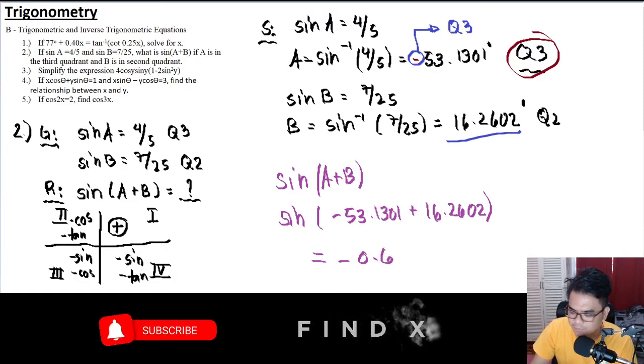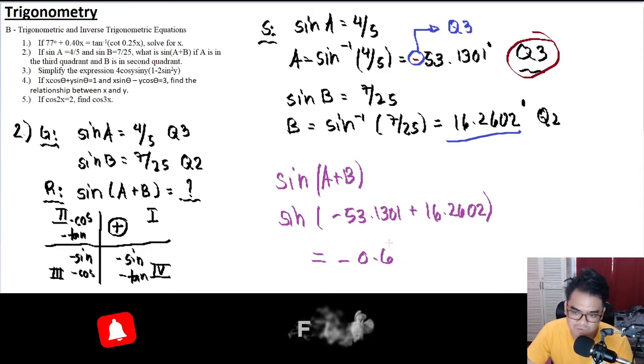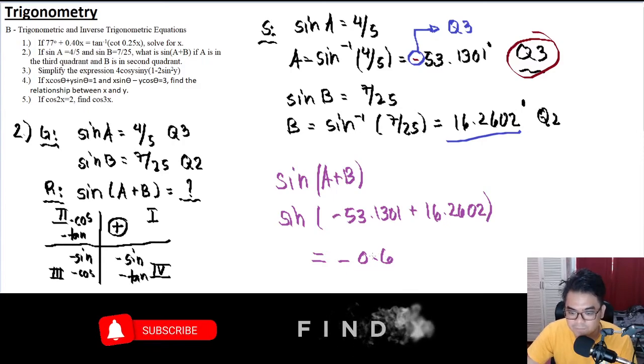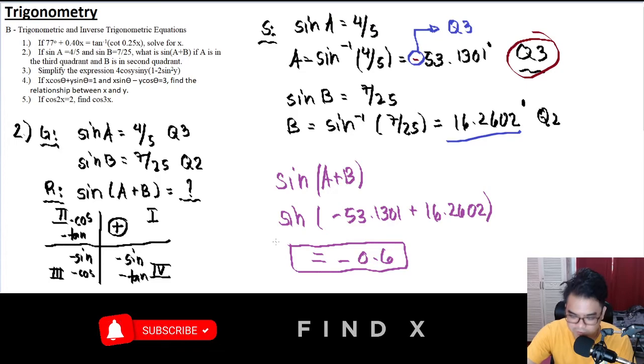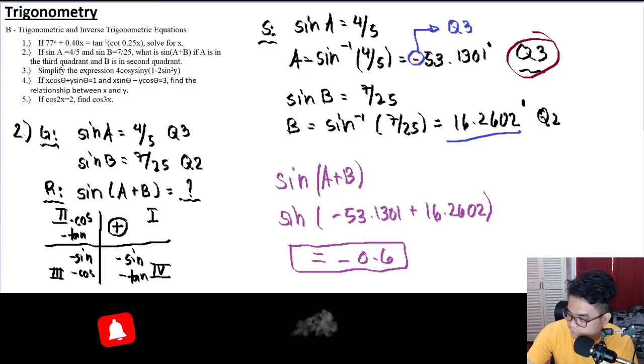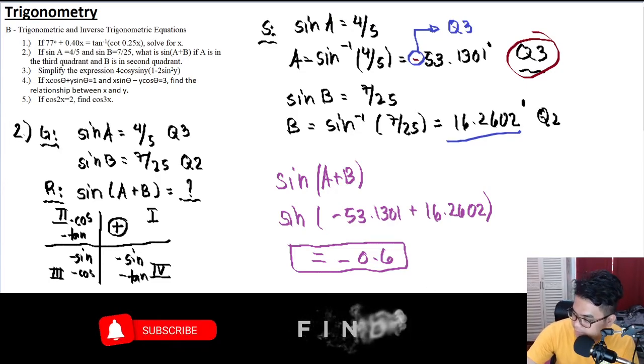It's not actually exact. I think it's 0.599999 or either 0.601111 something. Okay, so it is close to 0.6. So this will be your answer. So let's get to the next problem.